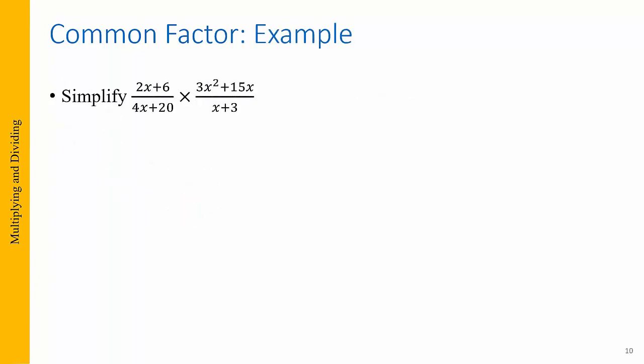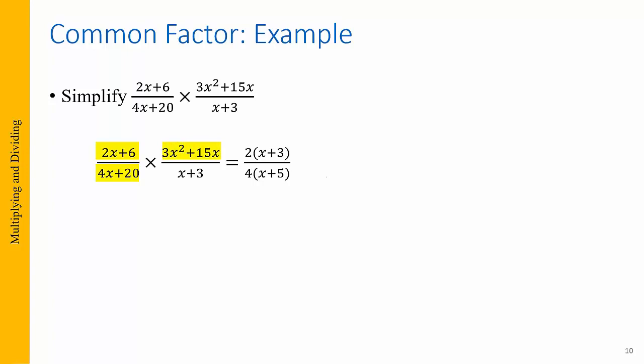In this example we are multiplying two algebraic fractions. We do this by factorising and then cancelling down any common factors. 2x plus 6 has a common factor of 2, leaving us with x plus 3 in the brackets. 4x plus 20 factorises into 4 times x plus 5. 3x squared plus 15x has a common factor of 3 and x, that is 3x, leaving us with x plus 5. And x plus 3 does not have a common factor at all.